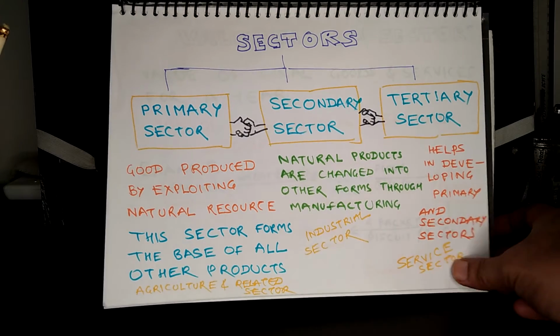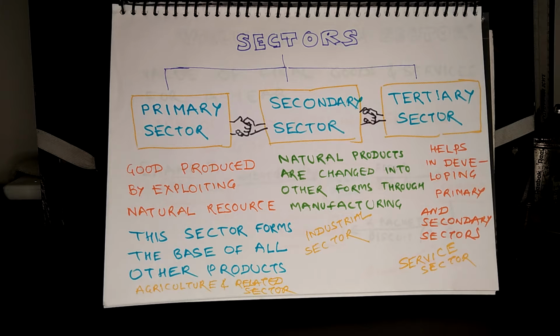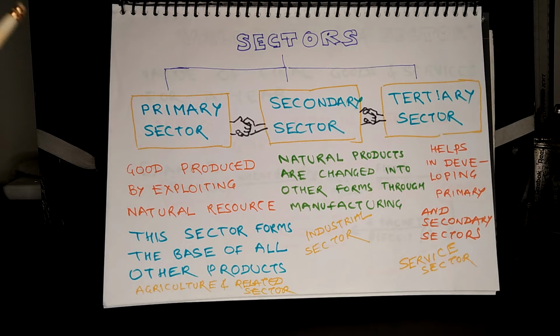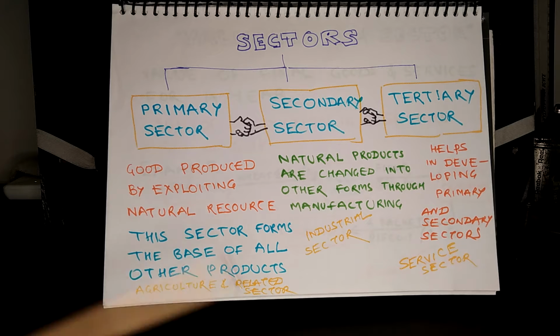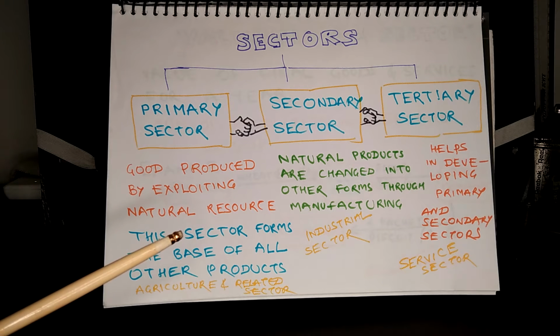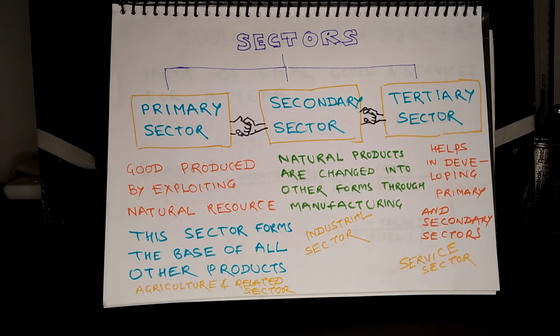So economy or economic activities can be divided into three sectors, and they are called the primary sector, the secondary sector and tertiary sector. When goods are produced by exploiting natural resources, then the sector is called the primary sector. Since this sector forms the base of all other products which human beings subsequently produce, hence this sector is called primary sector because it makes the base of all other sectors. And most of the products which are being produced in this sector are related to agriculture, and that is the reason this sector is also called the agriculture sector or related sector.